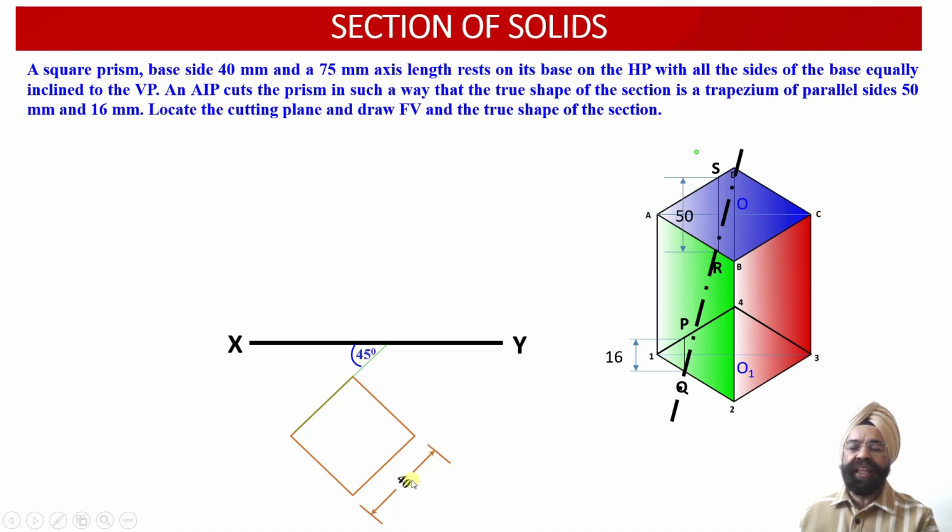So now the edge length we have marked as 40 millimeter. We can join these diagonals over here. These diagonals are AC and BD. So here we have got the top view face points A, B, C, D.